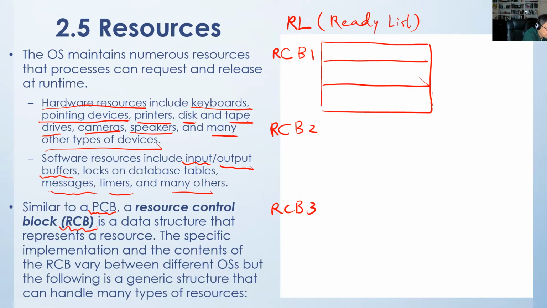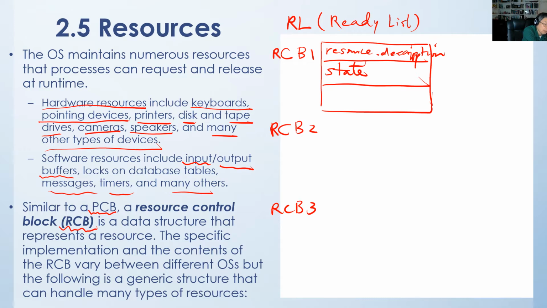The first one is the resource description. The resource description contains the properties and the capabilities. You have to tell the users what this resource is supposed to do. And also the resource state. That's the other field. The resource state shows the current availability of the resource.